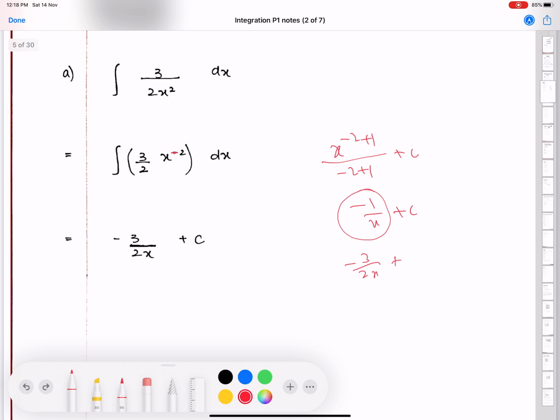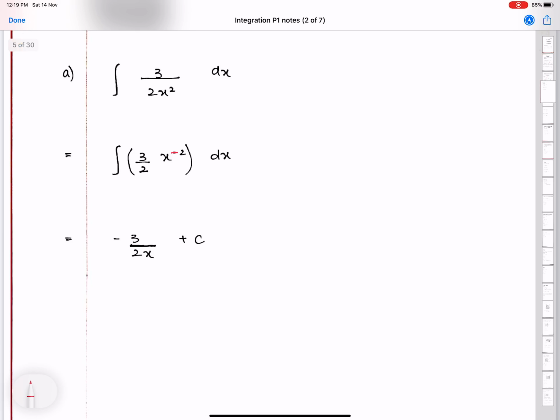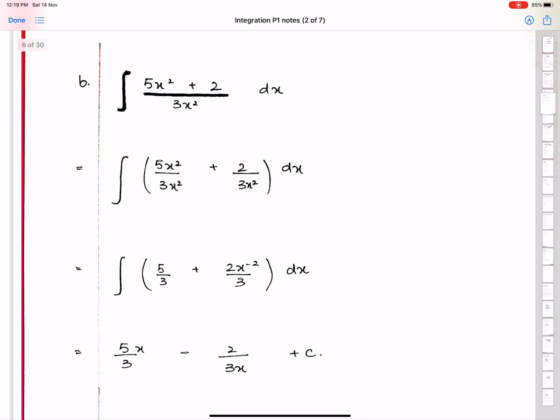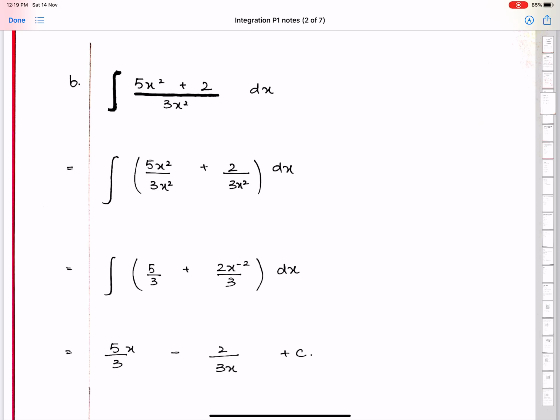So make sure you only bring the variable in the numerator, never bring the coefficient in the numerator. This 3 upon 2 is the coefficient of this. So we leave the coefficient as it is. We never integrate the coefficient. Again, this is a new polynomial. So don't integrate this polynomial unless you get the simplified form of this.